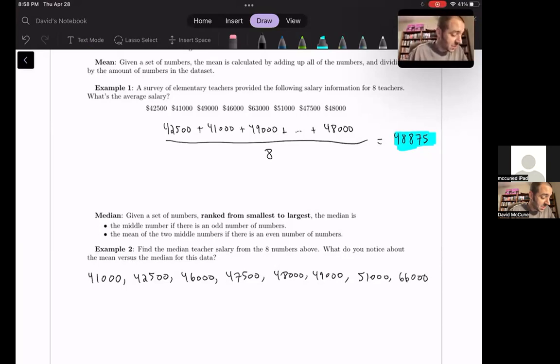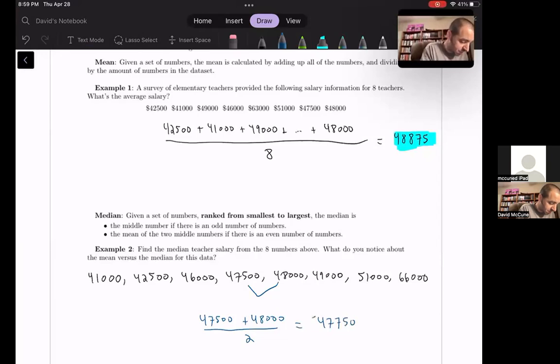In this case, we have an even amount of numbers. So what you do is you find the two middle ones. These are the two middle numbers right here, the two numbers in the middle. And to find the median of the data set, you take their mean, the mean of the two numbers in the middle, like this. So the mean of those two numbers is 47,750.